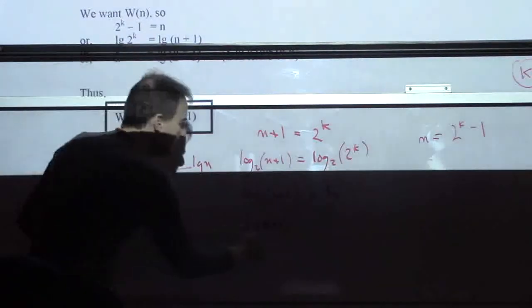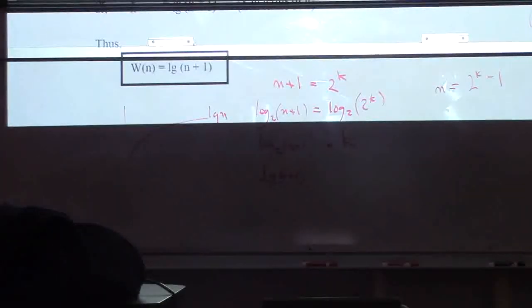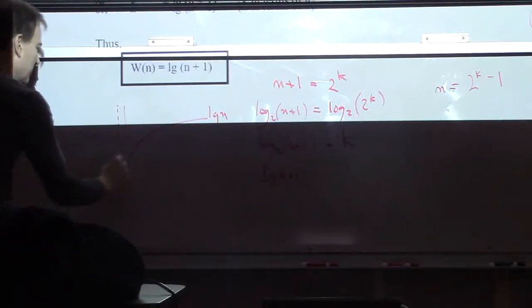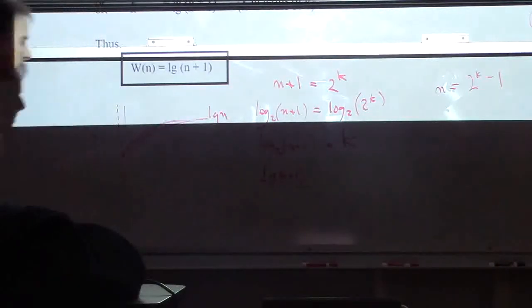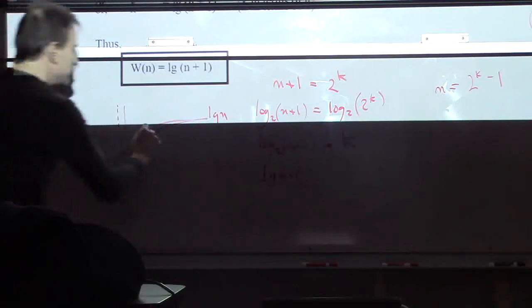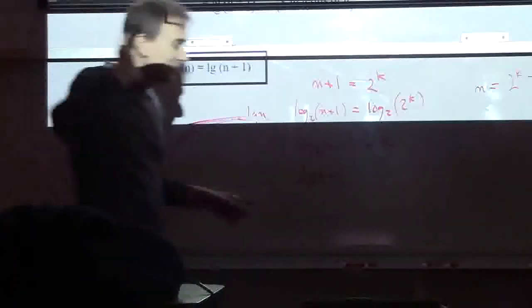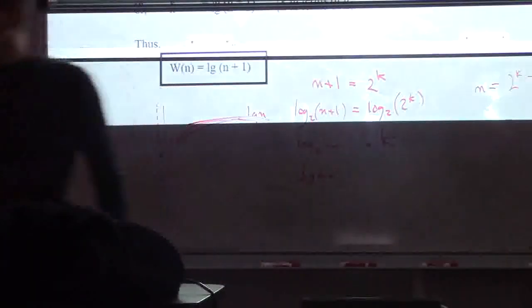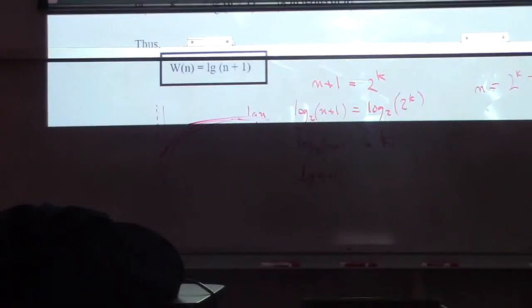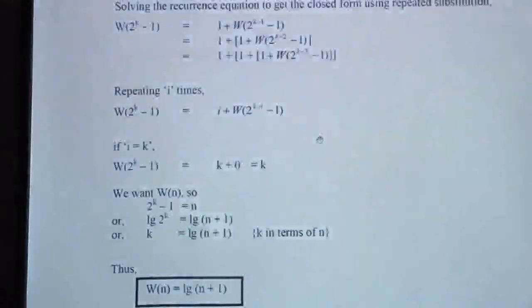What does the graph of lg n plus 1 look like? Anybody know? Left shift by 1. So we're going to do over here, and we're basically going to get this. Very similar. Does it look very different or very similar? Very similar. As n gets bigger and bigger, these two are practically the same. Okay. Any questions? Okay.